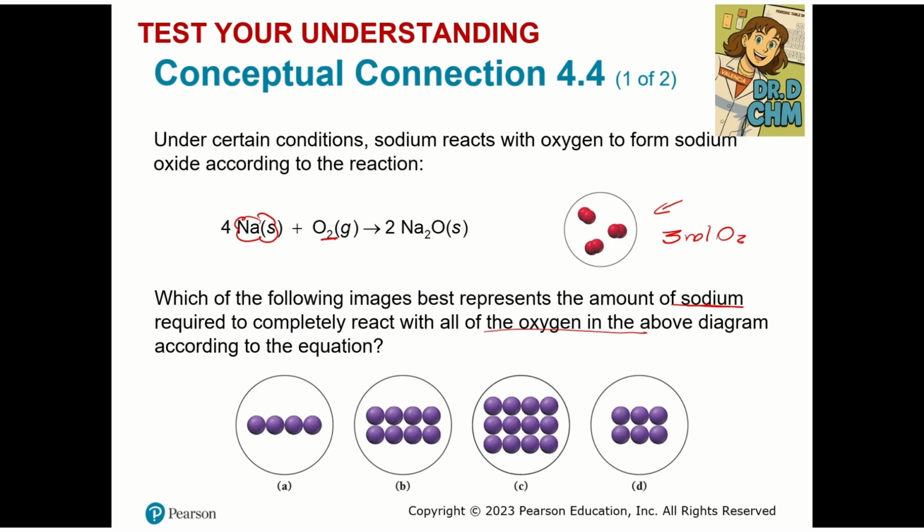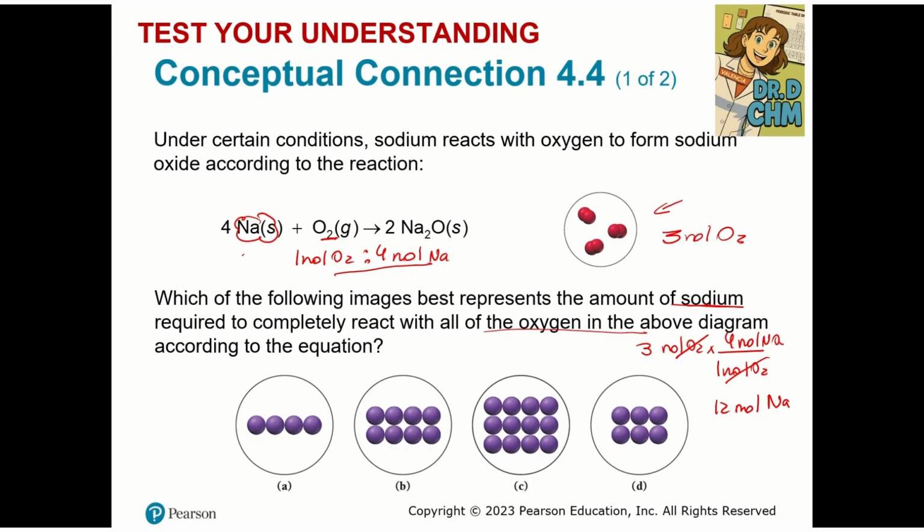So I know that 1 mole of O2 needs 4 moles of sodium, right? So I can use this as a conversion factor. So I have 3 moles of oxygen. If I have 1 mole of oxygen, I know that I need 4 moles of sodium. So we're going to cancel this, and 4 times 3 is 12. So we're going to need 12 moles of sodium.